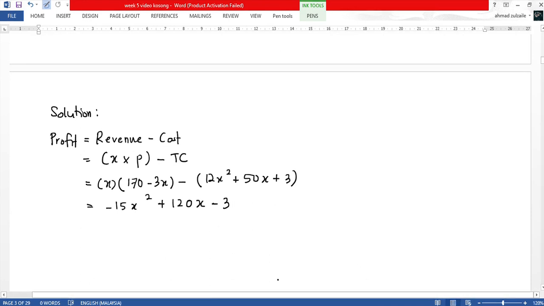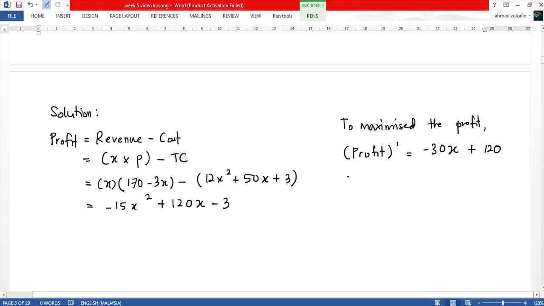Okay, so finally we have the equation of profit. Next step, definitely we wanted to maximize the profit. So of course we have to differentiate our profit. I put a prime to represent the differentiation process. Differentiate this equation: bring down the power, multiply with negative 15, therefore you get negative 30x, power minus 1, so 2 minus 1 is 1, so just x. Then differentiate 120x, so you get 120.